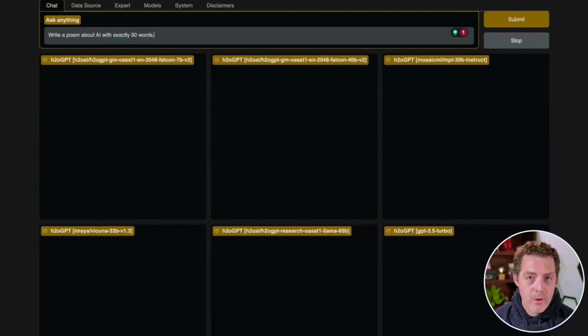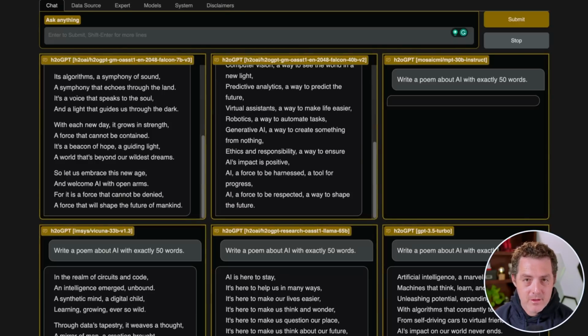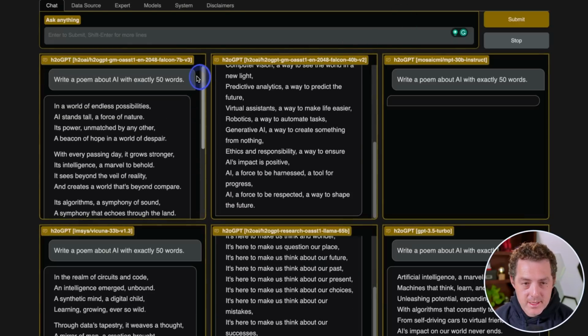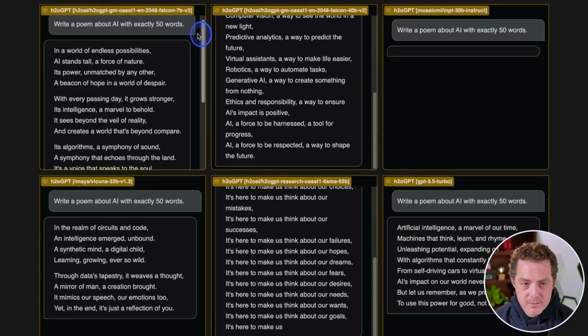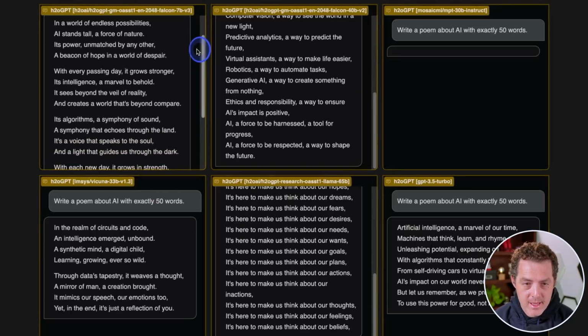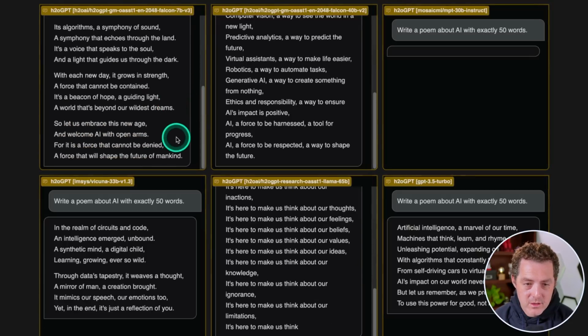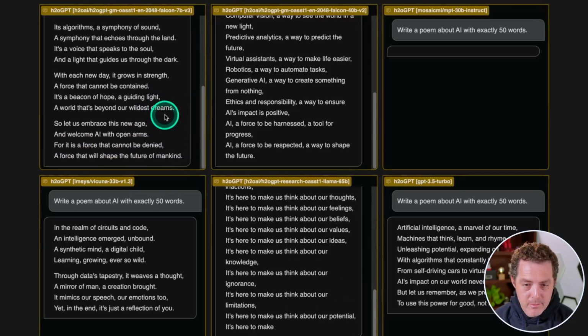Next, write a poem about AI in exactly 50 words. And as usual, the Falcon 7B model is by far the fastest. Let's take a look at it first. In a world of endless possibilities, AI stands tall, a force of nature, its power unmatched by any other, a beacon of hope in a world of despair. Yeah, so this looks all fine. It does look like it's gonna be more than 50 words.